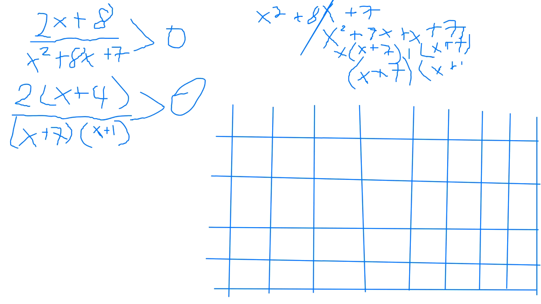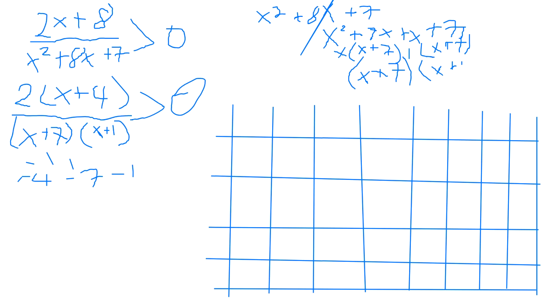And let us remember our factors. Our points will be minus 4, minus 7, and minus 1. Can we see that? Our factors will be minus 4, minus 7, and minus 1.